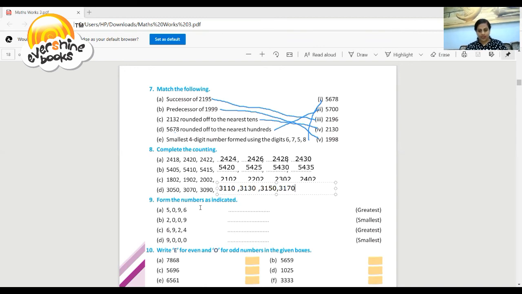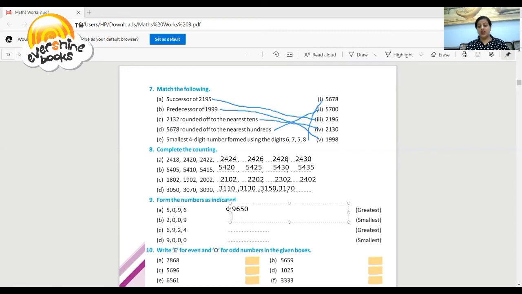Now we have to make the greatest number. What is the spelling of greatest? Greatest. Smallest means सबसे छोटा and greatest means सबसे बड़ा. So for greatest, we have to take out the greatest digit, that is 9, then 6, then 5, and then 0. 0 can come at the one's place to make it greatest. But if we talk about the smallest number, then we can't put 0 at the front because it will then be a 3-digit number.